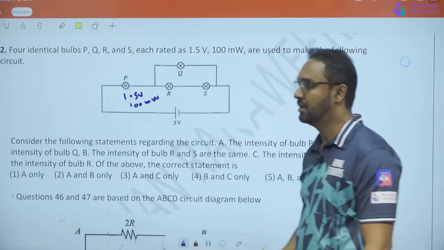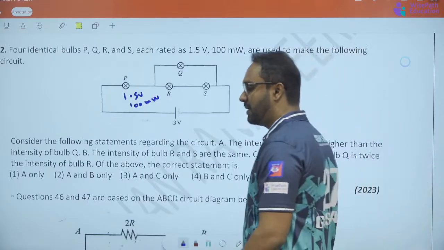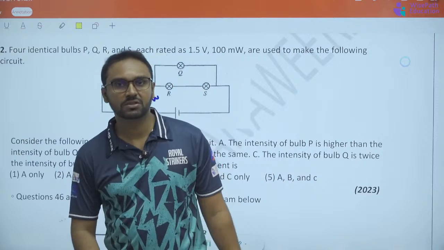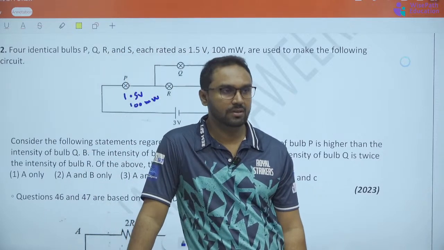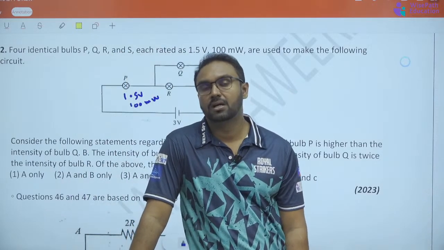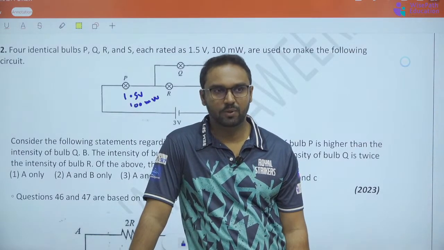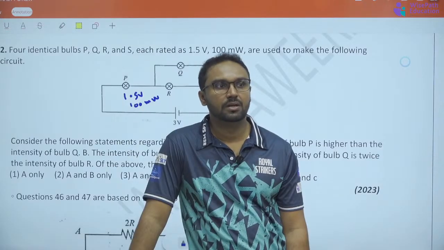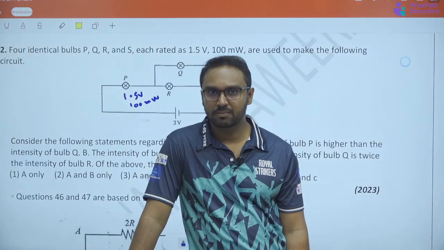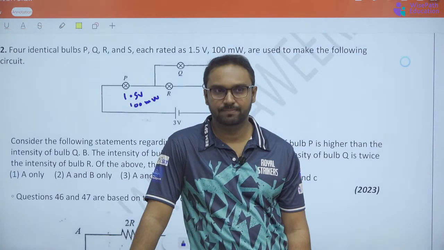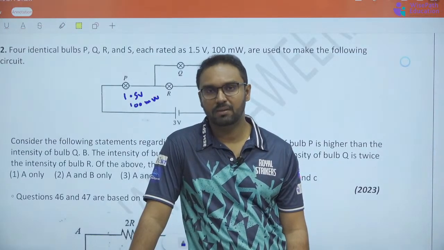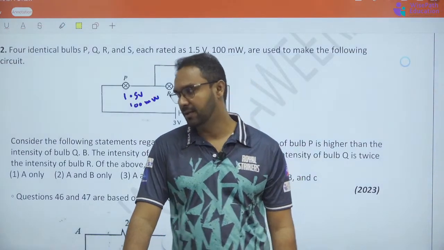So you have to check the intensity of the bulbs. How do you compare the intensities of the bulbs? This is how. It's basically the power, right? If more power is there in the bulb, or if more power is consumed by the bulb, there's more light. The more the bulb consumes power, the more the light.